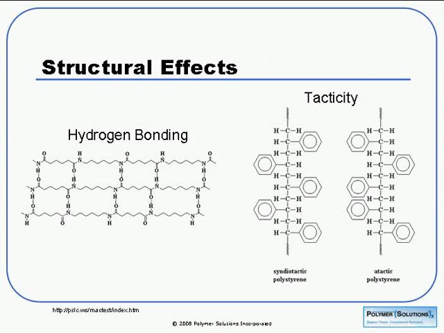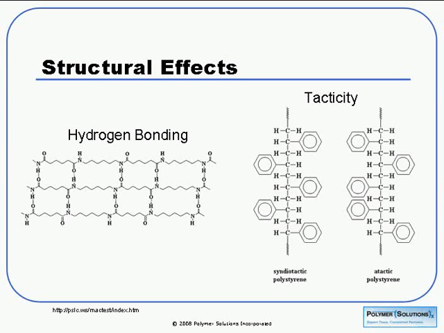So here we see a couple of examples of those effects. On the left, we have nylon 6,6. And in these chains, we have carbonyl oxygens that really like to line up with the amine hydrogens and form hydrogen bonding. So that's a driving force for these chains to line up next to each other and form crystals. So nylon 6,6 is usually found in a crystalline form.